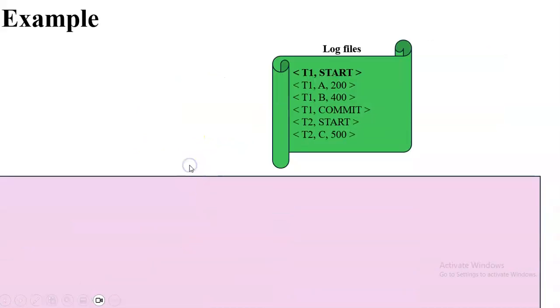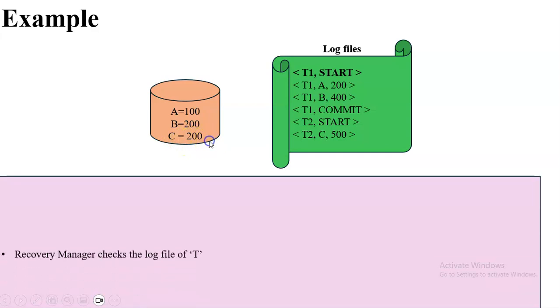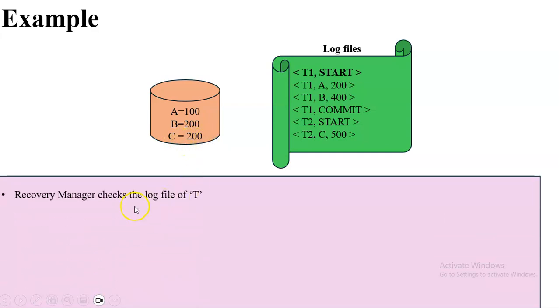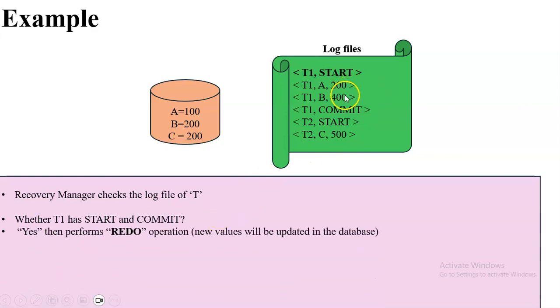We will see one more example. So these are the log files where there are two transactions T1 and T2. If you check, T1 has start and commit, but T2 has only start, no commit. Here there are three variables also, A, B and C. A is initially 100, B is 200 and C is also 200. Now let's say the recovery manager checks the log files. Does T1 have start and commit? Yes, it has. So it will perform the redo operation. That means it will update the value of A to 200 and B to 400.